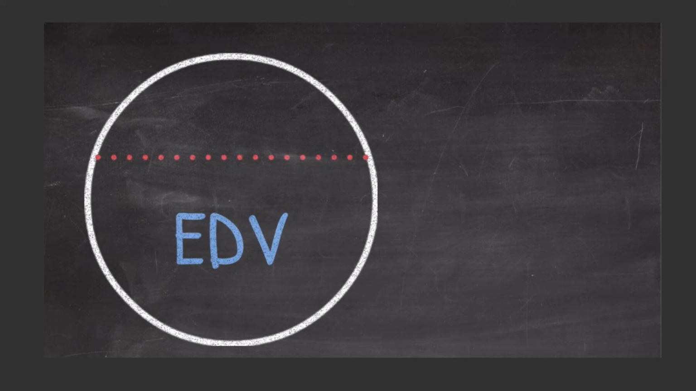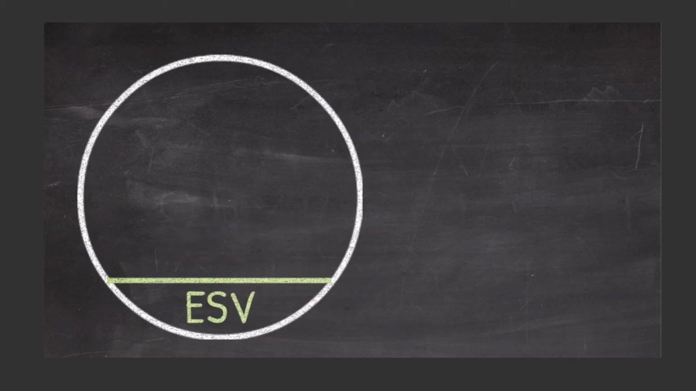So if we look back at end diastolic volume, it is the volume of blood in the left ventricle at the end of relaxation, just before the left ventricle is about to contract. And that volume tends to be about 135 milliliters. End systolic volume is the volume in the left ventricle after one contraction.